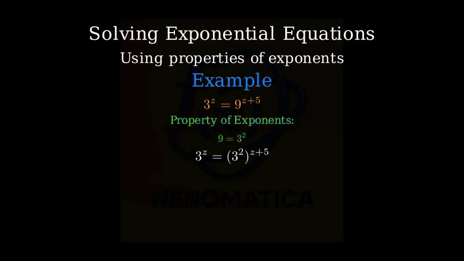Since 9 equals 3 squared, we can rewrite 9 raised to the power z plus 5 as 3 squared raised to the power z plus 5. Now we can apply the power of a power rule, which states that when we have a power raised to another power, we multiply the exponents. So 3 squared raised to the power of z plus 5 becomes 3 raised to the power of 2 times the quantity z plus 5.